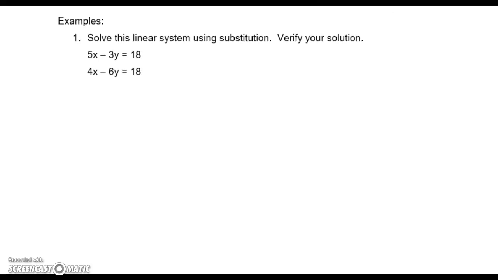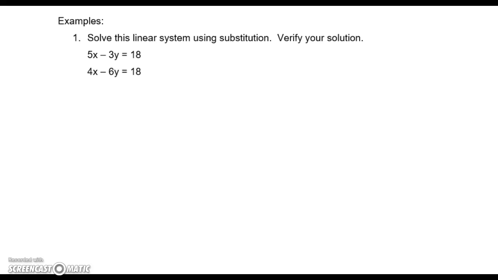In this video, we're going to be looking at example number 1. Here we're going to solve this linear system by using substitution, and then we're going to verify our solutions. So here we have two equations. The first is 5x minus 3y is equal to 18, and our second equation is 4x minus 6y is equal to 18.